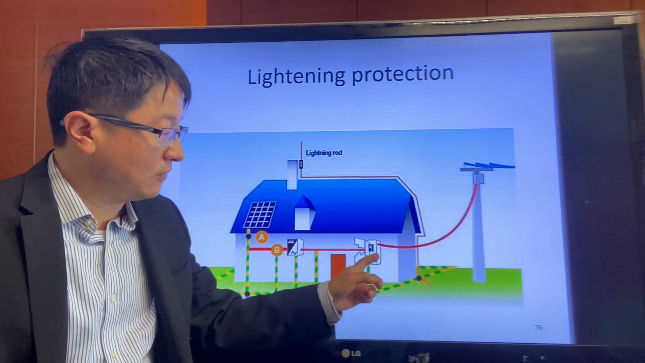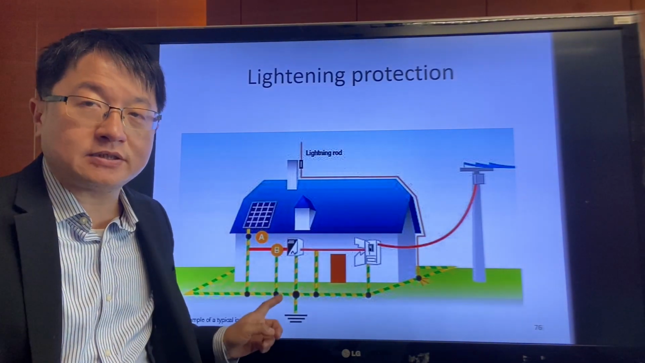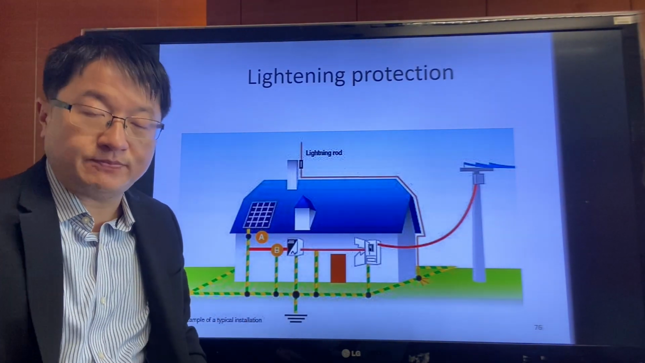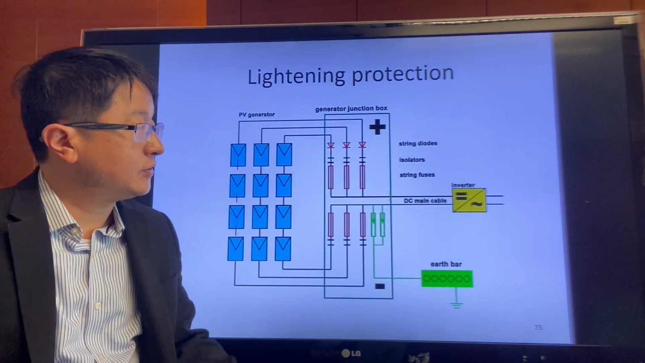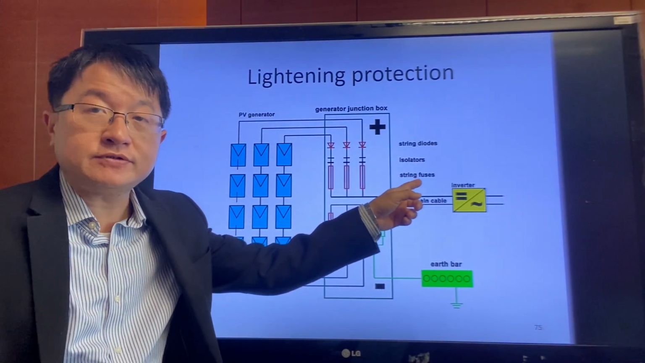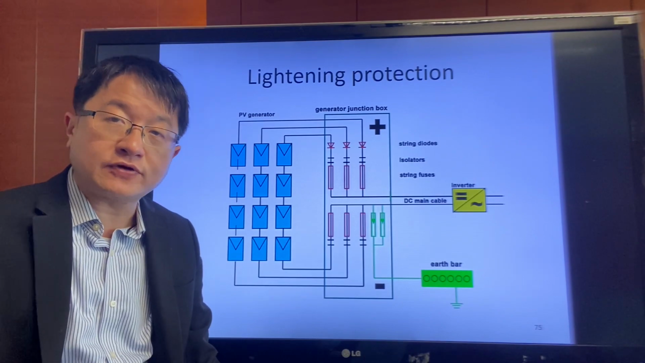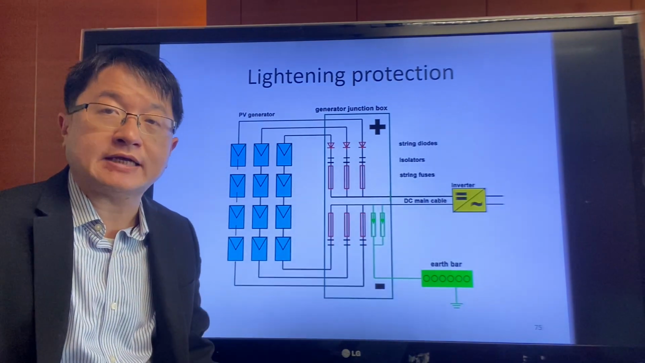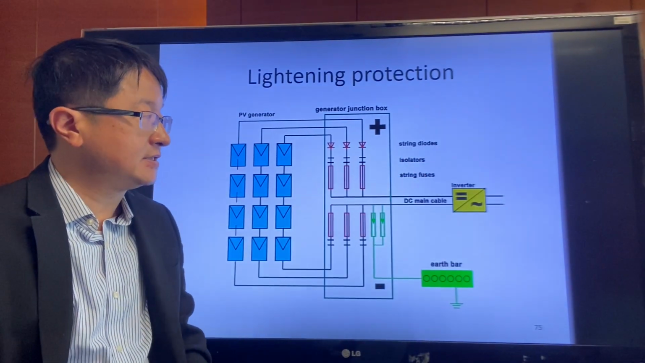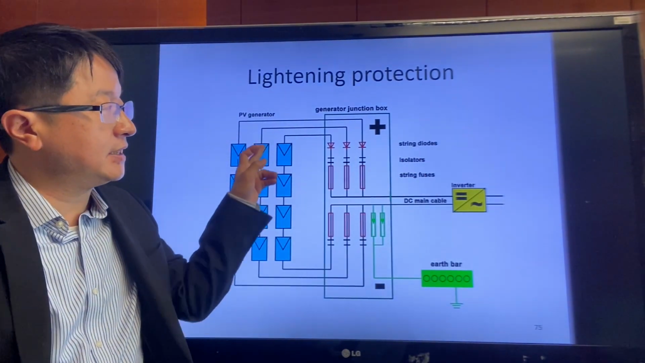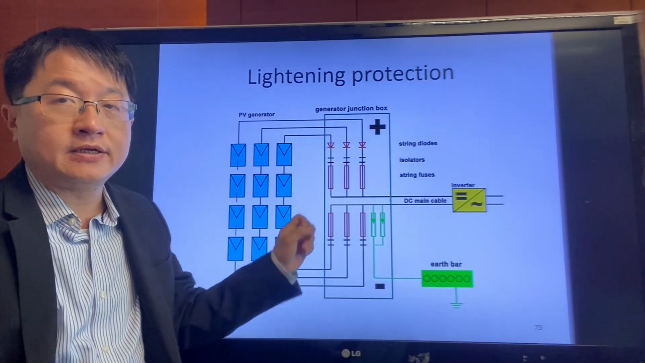Or all of those devices should be connected to the earth for safety purposes. And in the protection circuit, we need to add a string fuse to ensure there's no overcurrent that may burn your device. And also we need the diodes to make sure that this DC current is running in one way only.